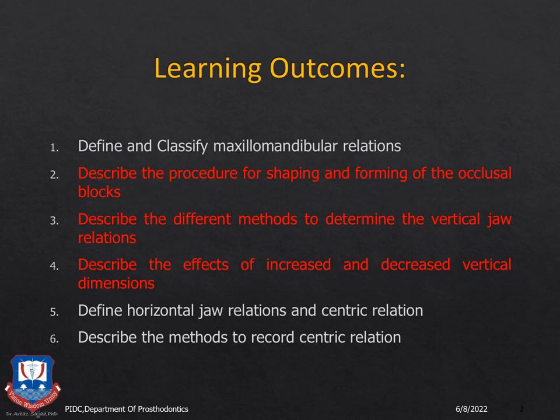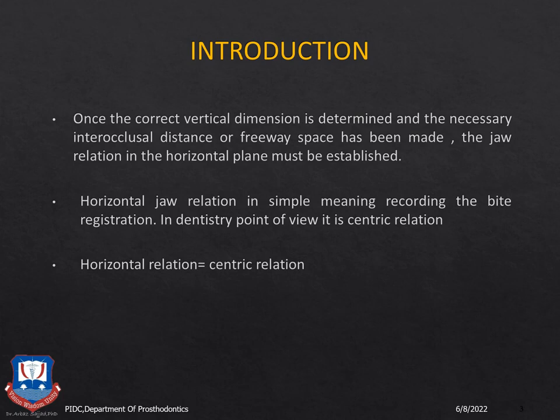Now moving on to the topic. Once the correct vertical dimension orientation relationship has been determined and established, the necessary interocclusal distance of previous space has been made, the jaw relationship in the horizontal plane can be commenced. Horizontal jaw relationship, in simple meaning, is the recording of the bite registration. It is also known as centric relationship.